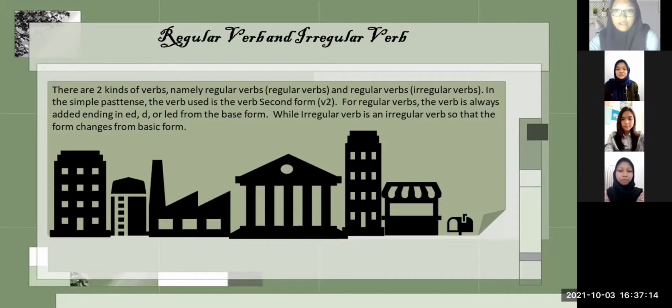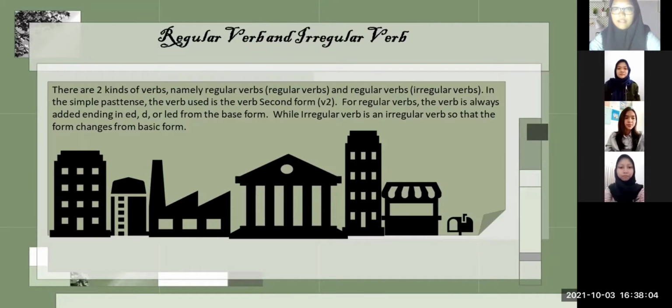Regular verb, as the name suggests, is a regular verb. It is easy to form in the simple past and the past participle. It is formed by adding ed to the infinitive form of the verb. Further explanation: first, if the verb ends in e, then just add d. The second, if the verb ends in y, then remove y and replace it with ied. The third, if the verb ends in a vowel and a consonant, then the consonant is doubled and ed is added.